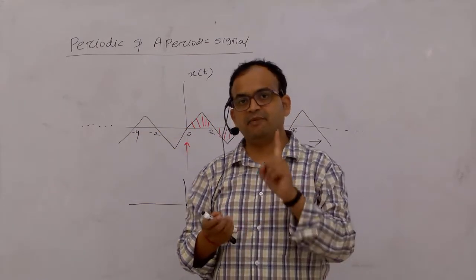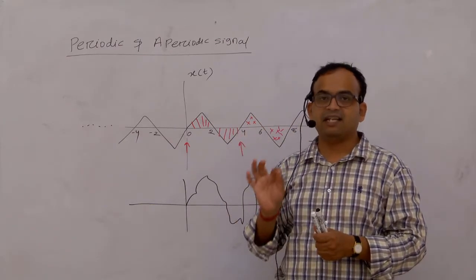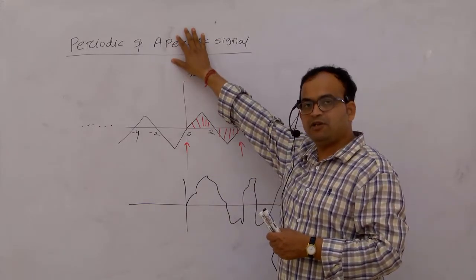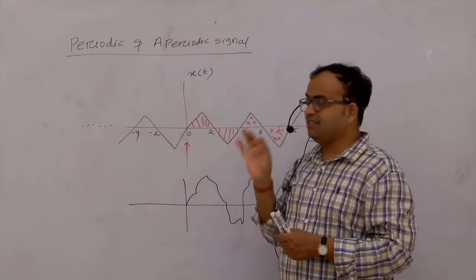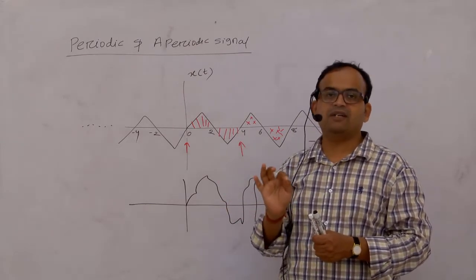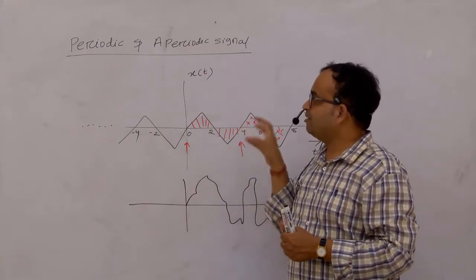Again I am telling, remember these things. Periodicity we can find for a periodic signal only. If a signal is not periodic, that is non-periodic or aperiodic, in those signals we cannot find the periodicity or fundamental time period, right? So this is about periodic and aperiodic.